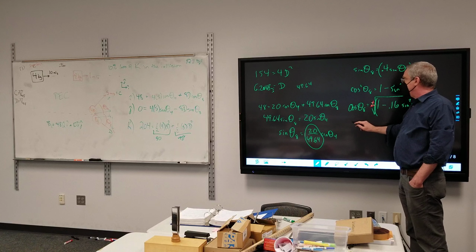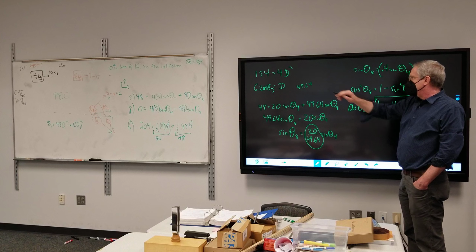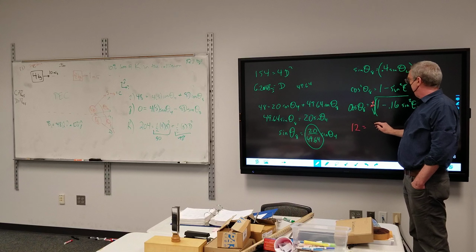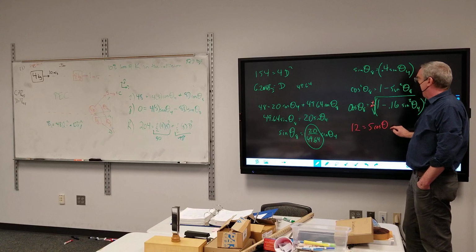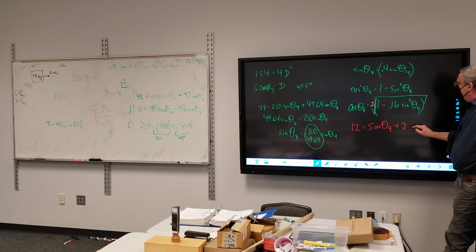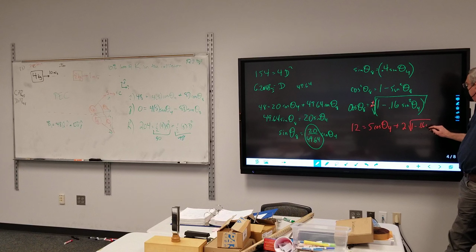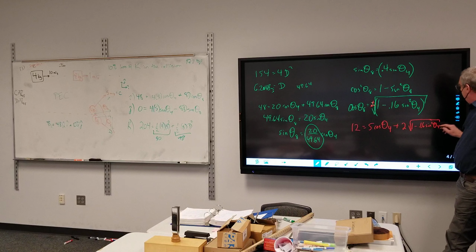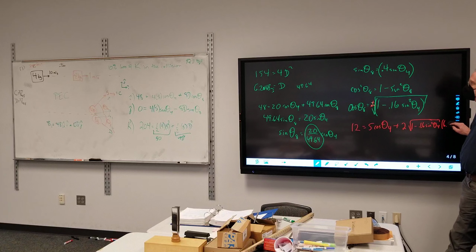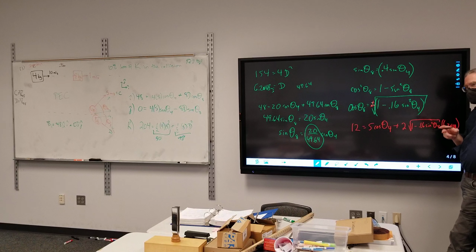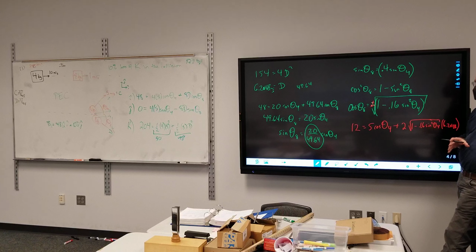So I now reduce it down to, see, I can divide by 4. So I get 12 is equal to 5 cosine theta 4 plus 2 times the square root of 1 minus 0.16 sine squared theta 4 times 6.204. I now have one equation, one unknown, which makes it sound so much simpler than it actually is.